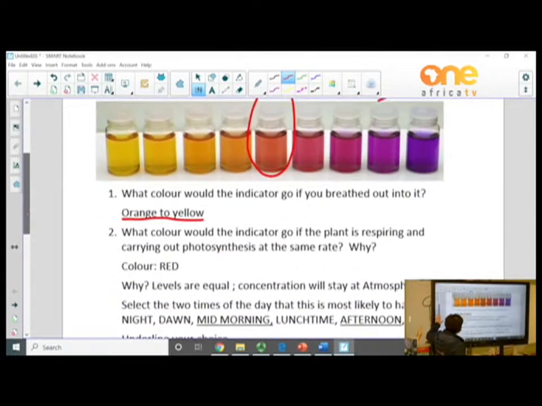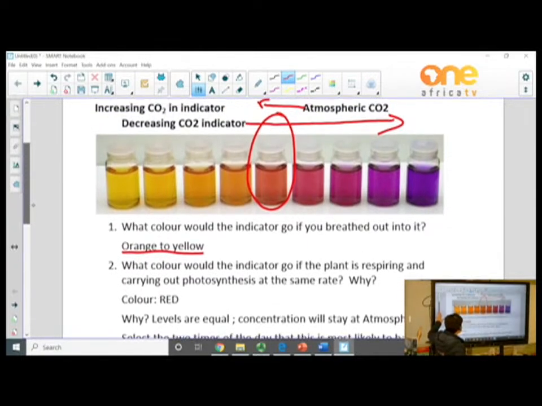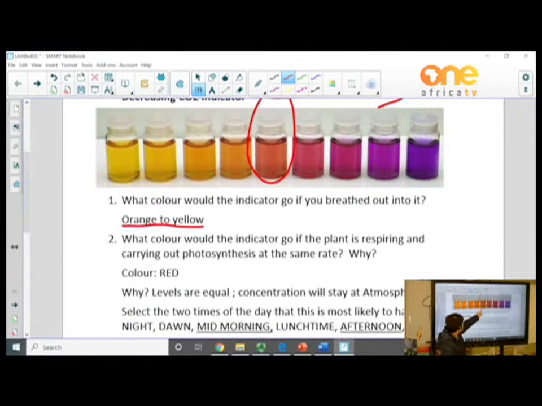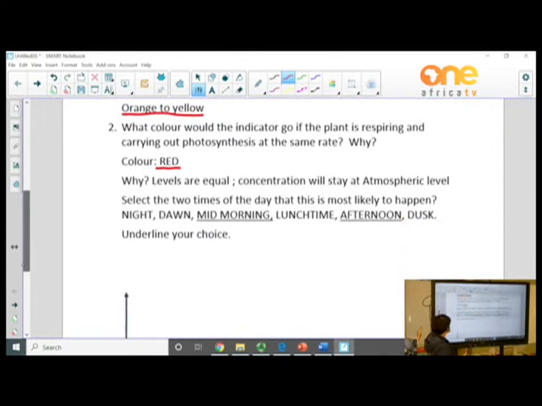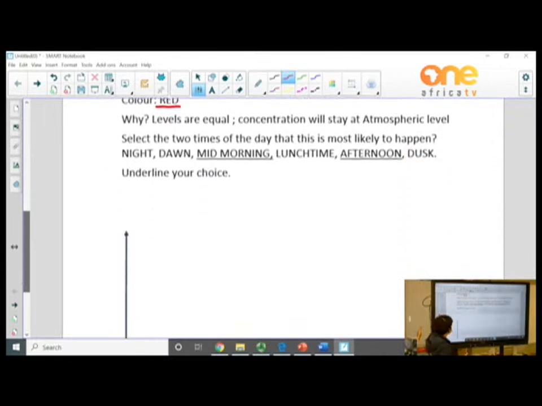What color would the indicator go if the plant respires and carries out photosynthesis at the same rate? It will be red. Why? The levels are equal at the same rate. So as the plant is absorbing carbon dioxide, it releases carbon dioxide at the same rate. The concentration will stay at atmospheric level. Select the two times of the day that this is most likely to happen.